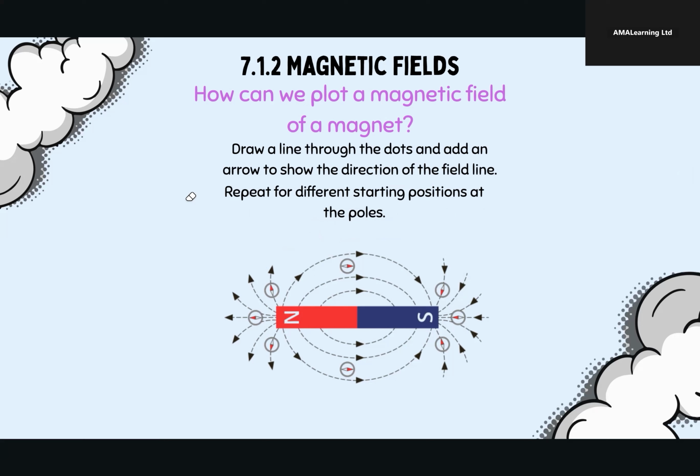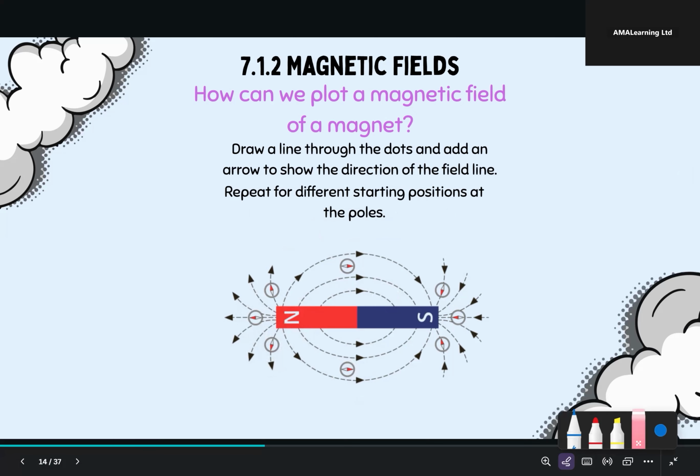So as it says here, we draw a line through all the dots and add an arrow to show the direction of the field line. And then repeat for different starting positions. So you do it again, here, you do it here, for as many field lines as you can draw.